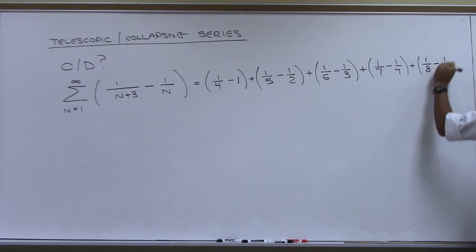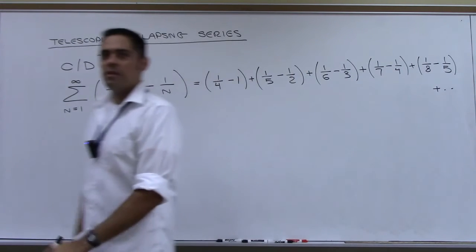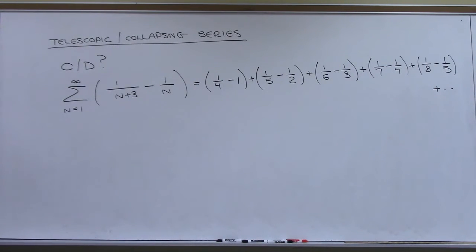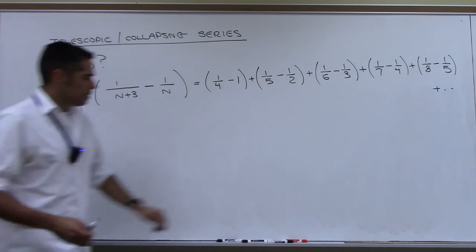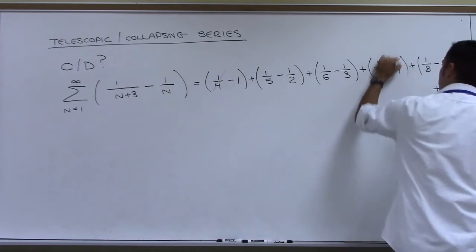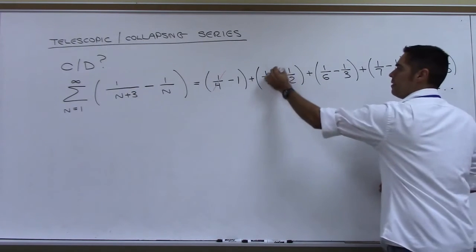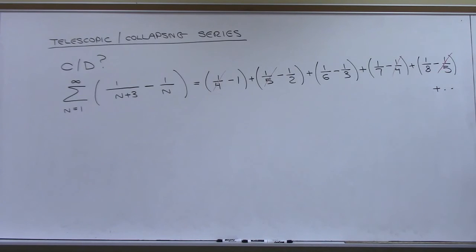When do I actually stop? I never actually stop, right? It keeps going forever. Does anybody see something in there? What cancels out? This 1/4 here and this 1/4 would cancel, wouldn't they? They're opposite in sign, 1/4 and then minus 1/4. You'll see that? And then this 1/5 cancels out with this negative 1/5 here.